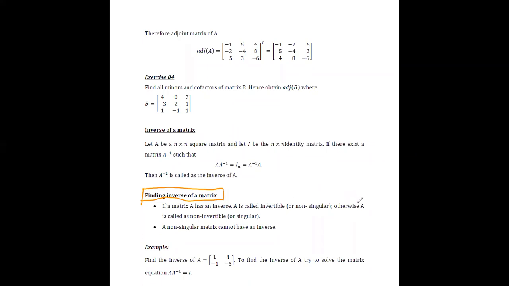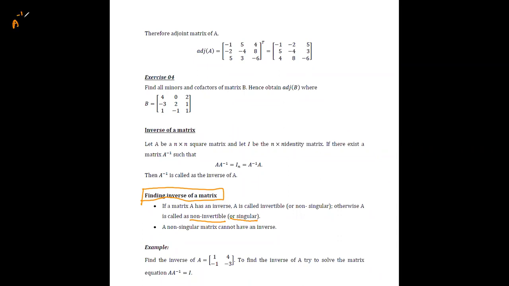If you cannot obtain an inverse, that is, if the matrix does not have any inverse, then we call such matrices singular matrices, or non-invertible matrices.